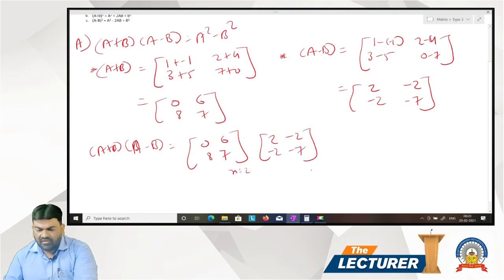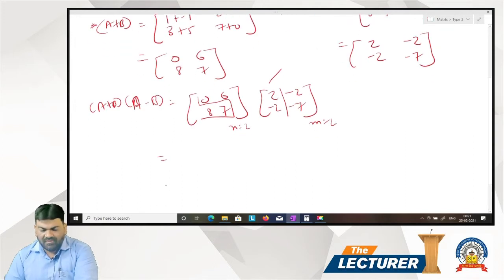First column, second row. Row wise, column wise. First column, first row: 2 multiplied by 0, that is 0. 6 multiplied by minus 2, minus 12. 2 multiplied by 8, 16. Minus 2 multiplied by 7, minus 14. Minus 2 multiplied by 0, 0.